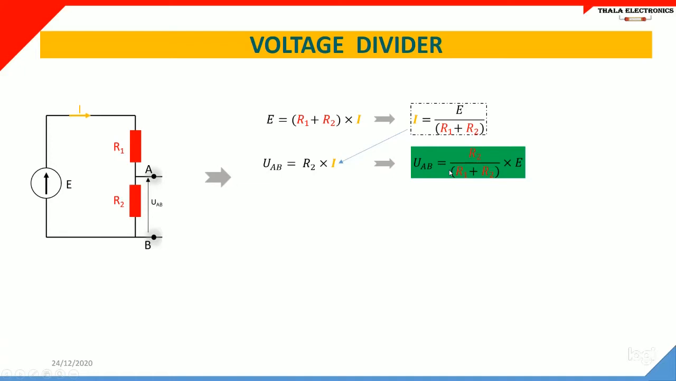What does this mean? If we know our source voltage and we know R1, and we need to fix the output voltage maybe to 5 volts, we have just to calculate R2. Let's take an example for more explanation.